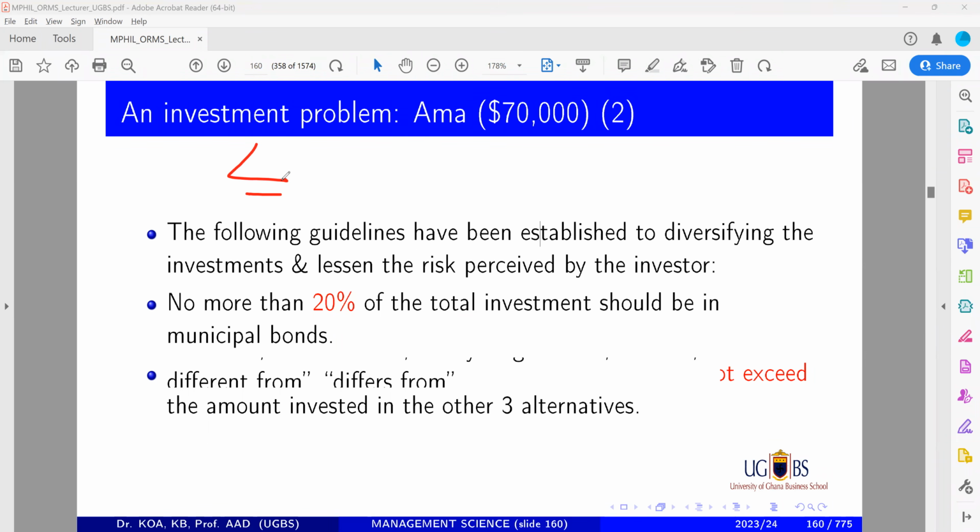Now the second part of the question says total investment. What is the total investment? How much is the total investment? Selassie. 70,000. Good. So now we have 70,000 as the total investment. The question says no more than 20% of that total investment should be in municipal bonds. What symbol is municipal bonds? X what? Adams. X what?